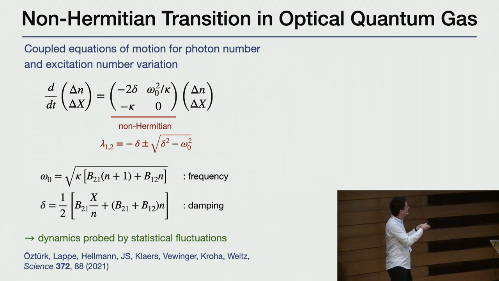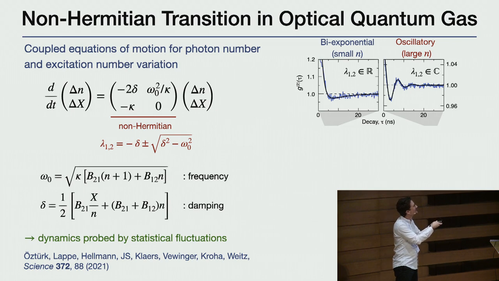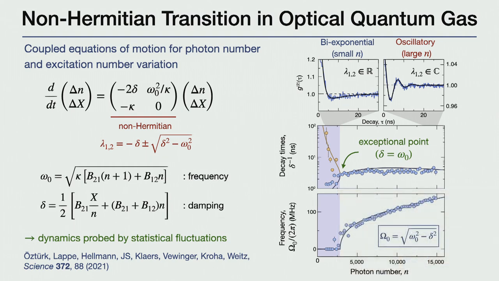And this dynamics is always driven by statistical fluctuations. So we can see this in the correlation function. For small photon numbers, we see there are two real eigenvalues, so you have this bi-exponential decay of the second order correlation. And you see oscillations as a function of the decay for very large n. And if we vary the photon number even further, we can nicely see that there are complex eigenvalues in this part and real eigenvalues in this part. So these are essentially the damping times, which are separated by an exceptional point.